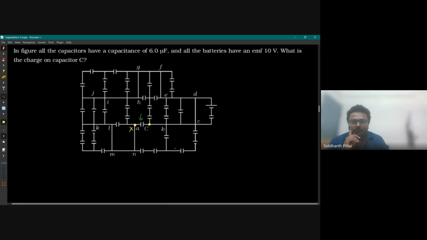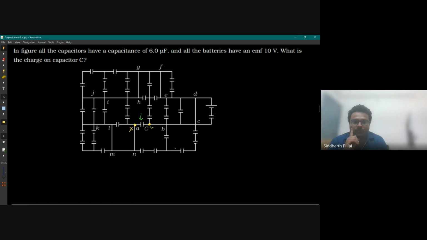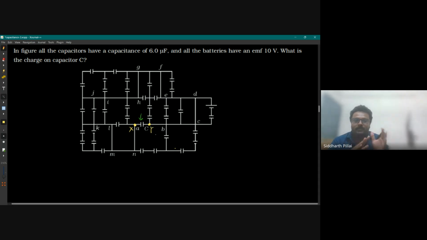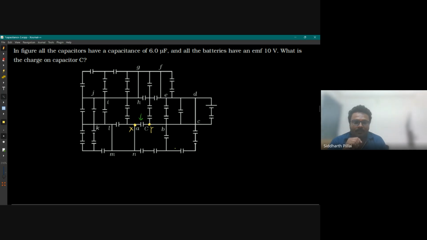And let's look at point B. This side, let's say the potential is Y, right? The capacitor is between X and Y. Now let's follow X and Y and see where we end up. Okay. So if I move around, let's start from B. I'm going from Y to B.